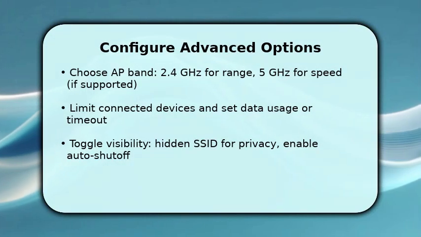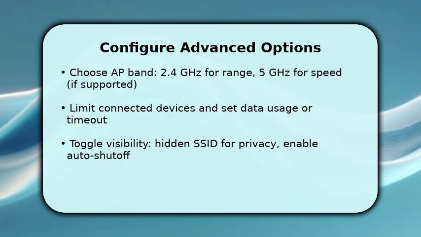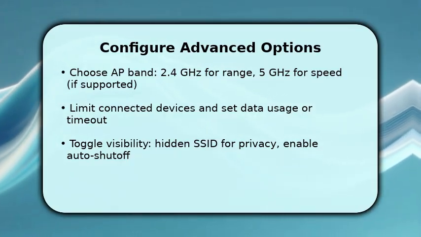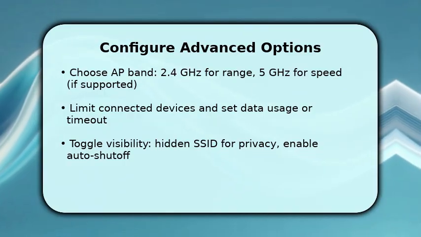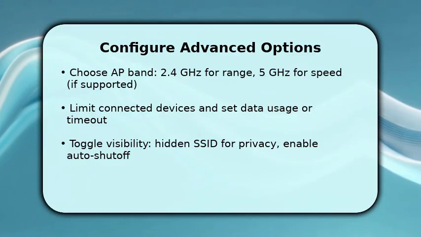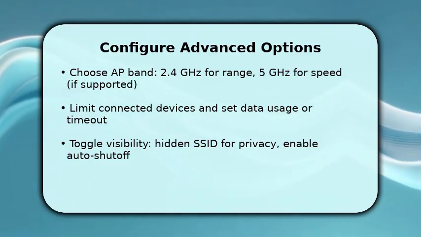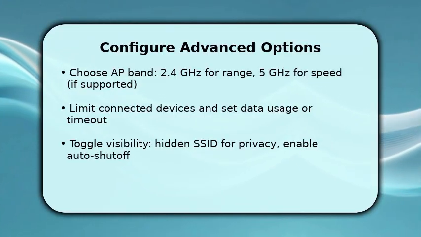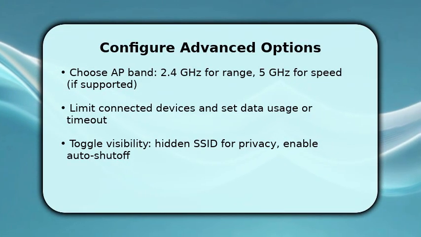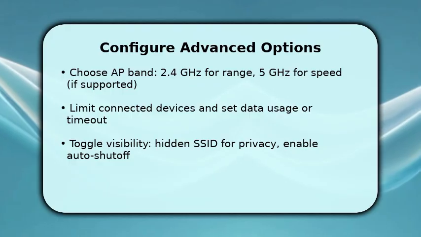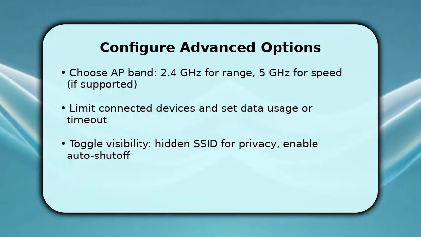Once the hotspot is on, you should configure advanced options to control performance and security. Choose 4 GHz for broader range or 5 GHz if your Jio model and clients support it for higher speed. Limit the number of connected devices and set a timeout or data cap so the phone doesn't overuse your plan. Make sure to toggle SSID visibility if you want privacy. These steps optimize battery and data and explain why each choice affects connectivity and security.